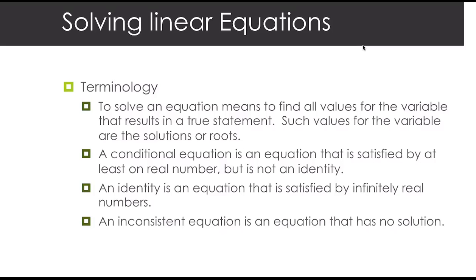A conditional equation is an equation that is solved by at least one real number. So it has one solution, or maybe it has 2 solutions, but it can't have infinite solutions. It has a set number of solutions. For instance, a linear equation usually has 1 solution. A quadratic could have 1, but could have 2 solutions. So it has a set number of solutions and not infinite solutions. That's why it's saying it cannot be an identity.